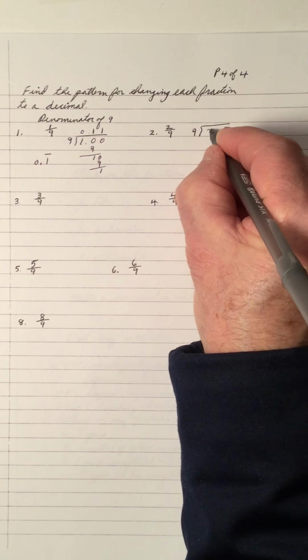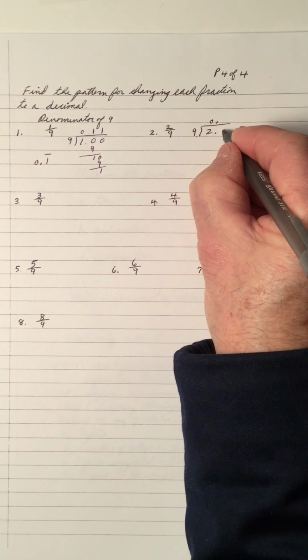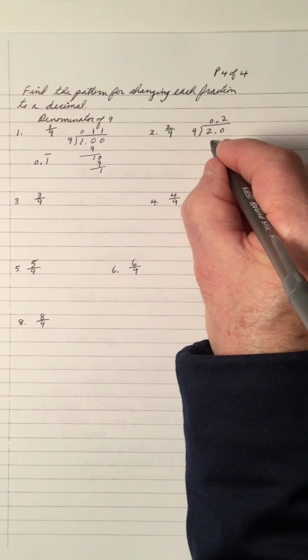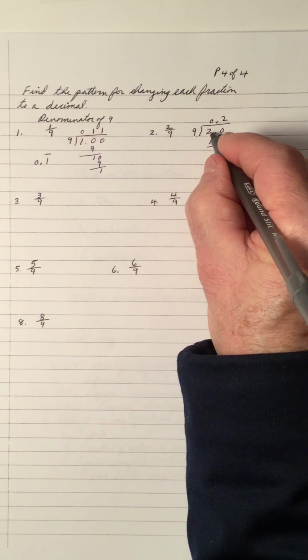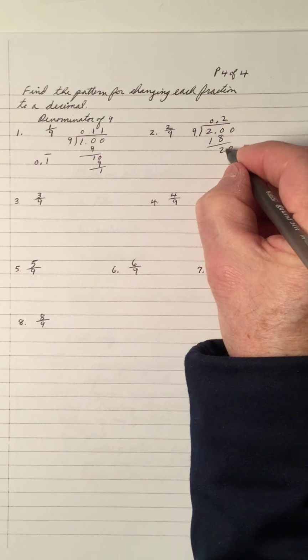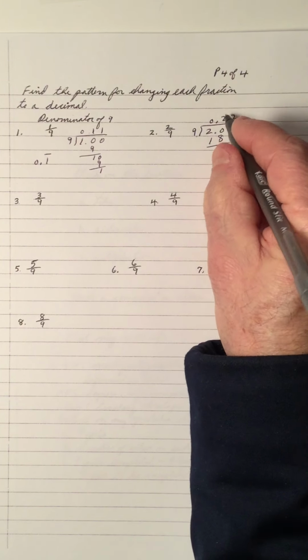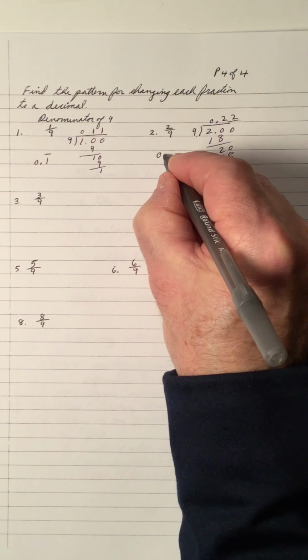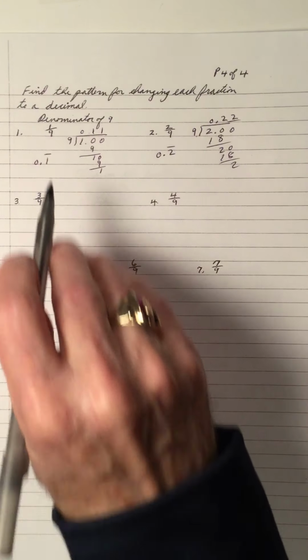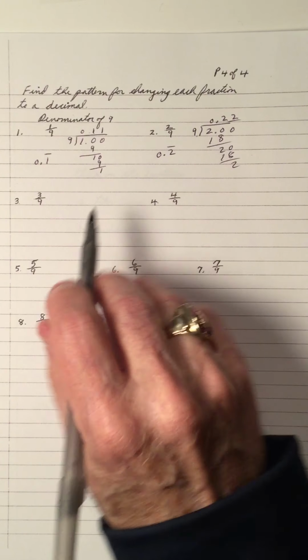How about 2/9? 9 divided into 2. Decimals, move them up. 9 into 2 can't go. 9 into 20 goes 2. 2 9s makes 18. 20 subtract 18 is 2. Bring down another 0. 9 into 20 goes 2. So I get an 18, and I get another 2. So notice I got a 0.2 repeating. So 1/9 is decimal 1 repeating. 2/9 is decimal 2 repeating.